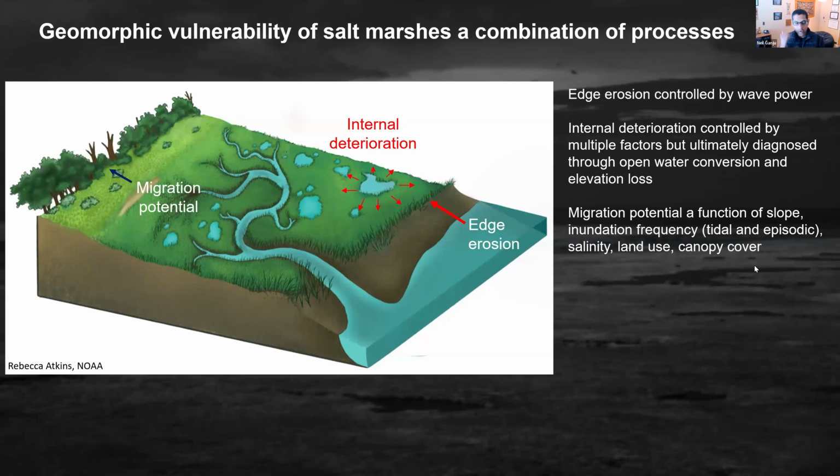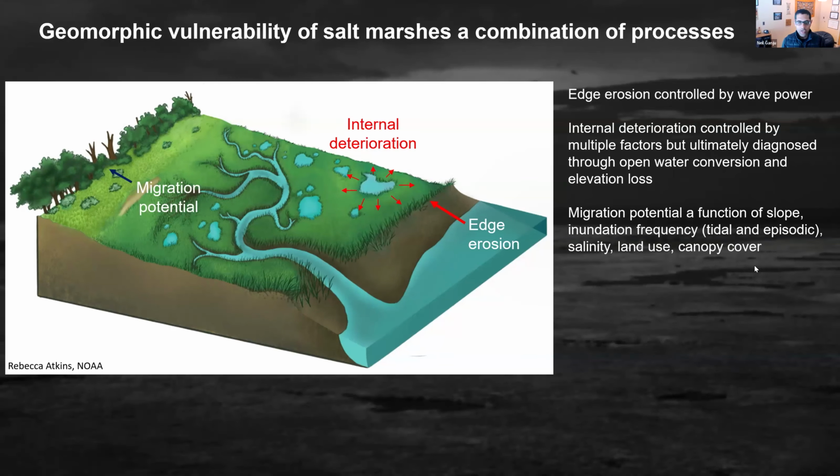So when we talk about geomorphic vulnerability of salt marshes in our program at the USGS, we're really thinking about three main processes. If this was an idealized salt marsh you see here in your picture, we have edge erosion operating on the seaward edge, where waves are eroding marshes constantly and removing marsh plain.